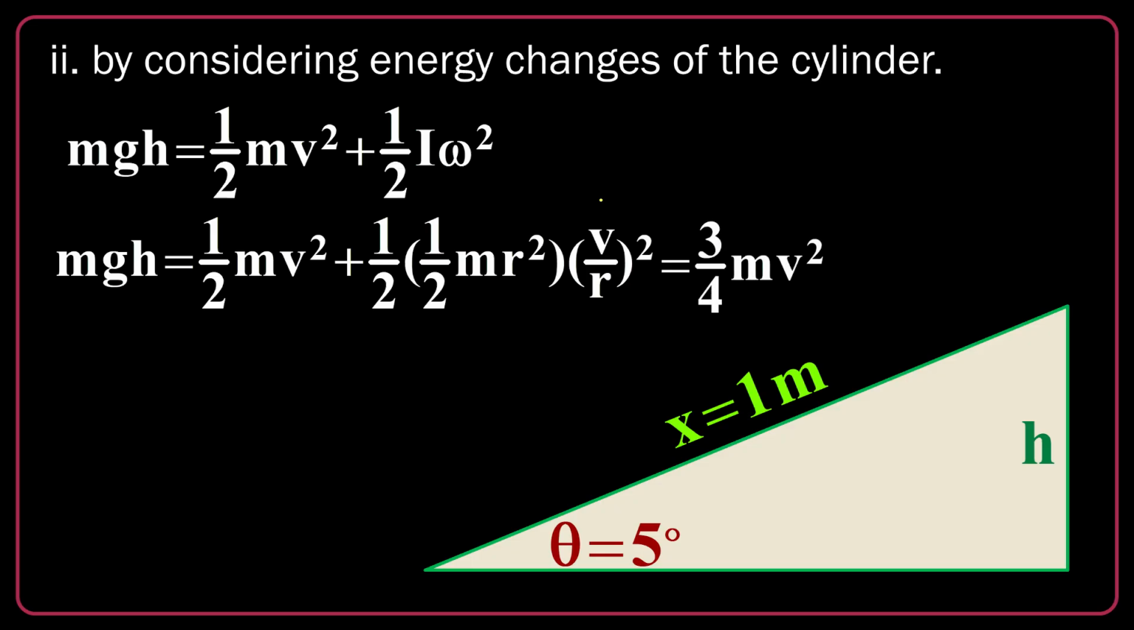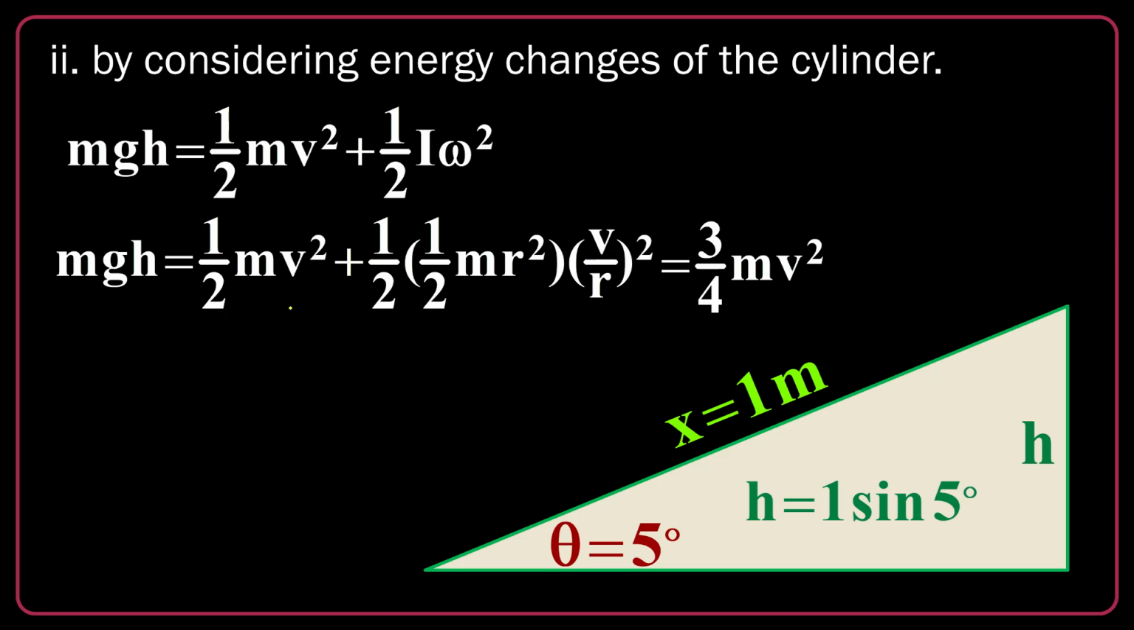Then let's proceed to summarize all of them, the two terms, in 3/4 of mv squared. It is not that difficult for you. You know, all terms have m and v squared, we just combine them. H is 1 times sine of 5 degrees.